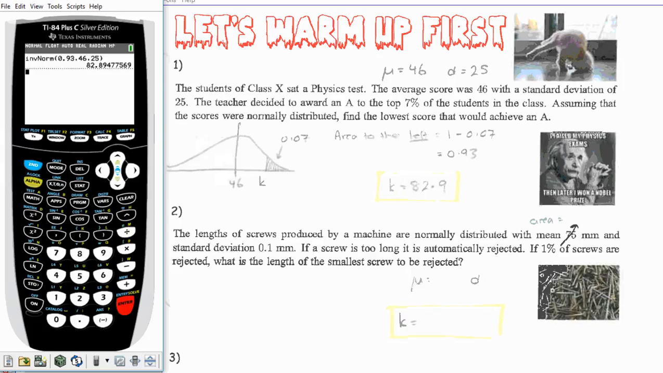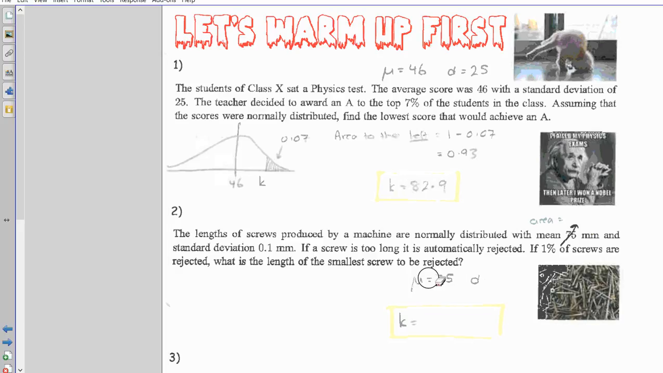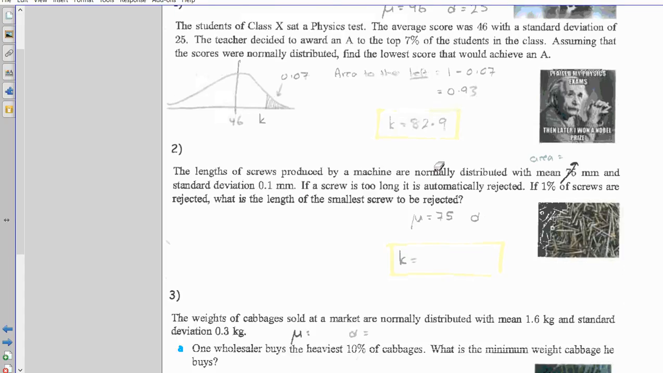We've got the lengths of screws produced by a machine are normally distributed. As we said, they always tend to tell you this, that it's a normal distribution with a mean of 75 millimeters, so we can write mu is 75, and a standard deviation of 0.1 millimeters. Always check that they are in the same units, and yes they are, they're both in millimeters. So we can put them together. If not, you'd have to convert one of them so that they're the same units.